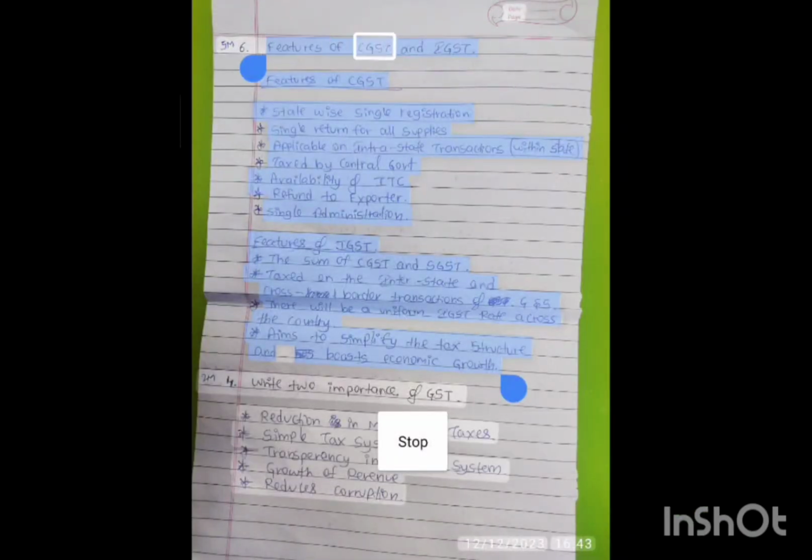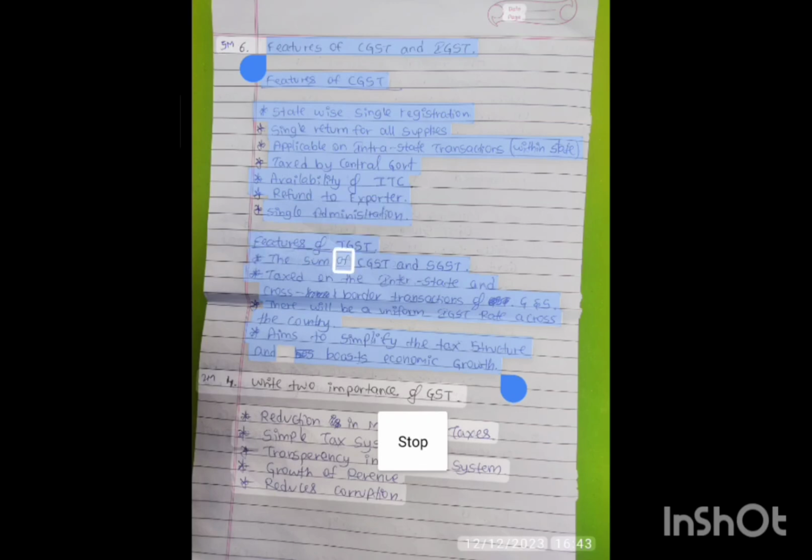Features of CGST and IGST. Features of CGST: statewide single registration, single return for all supplies. Applicable on intrastate transactions within the state. Taxed by the central government. Availability of ITC refund to exporters. Single administration.